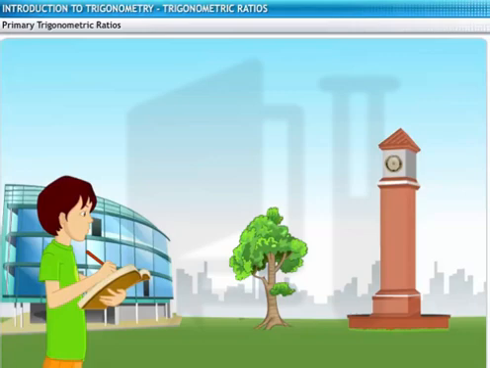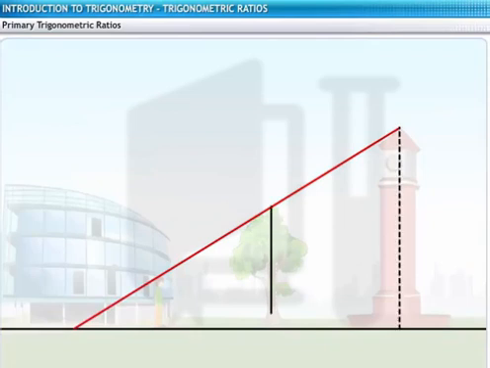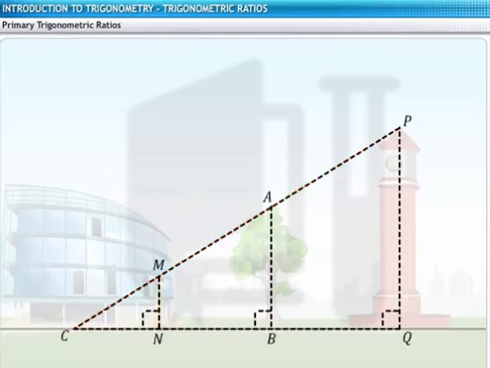Now, let's come back to Jack. We'll move Jack to a position such that a line can be drawn joining the top of the clock tower and Jack's head. Oh, looks like the top of the tree also falls on the same line. Let's drop perpendiculars from this line to the ground, passing through the clock tower, the tree, and Jack. We now have three right triangles: triangle PQC, triangle ABC, and triangle MNC.